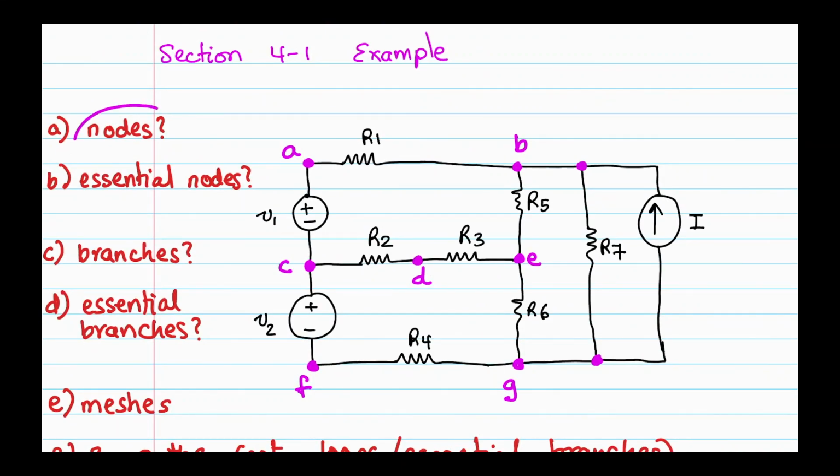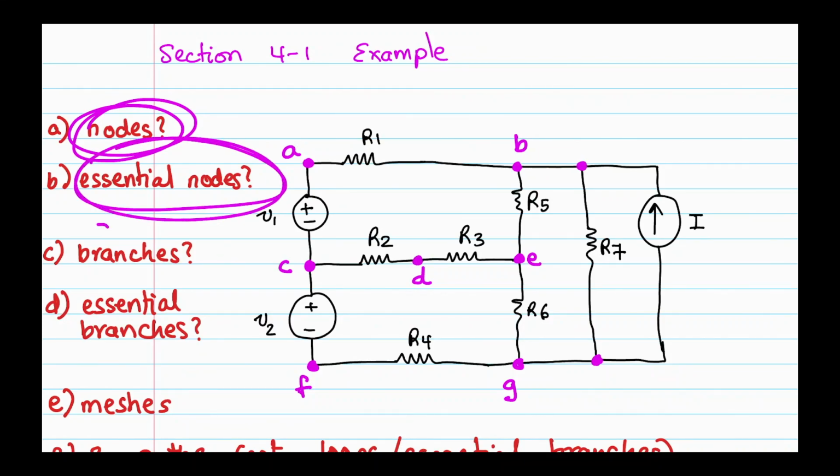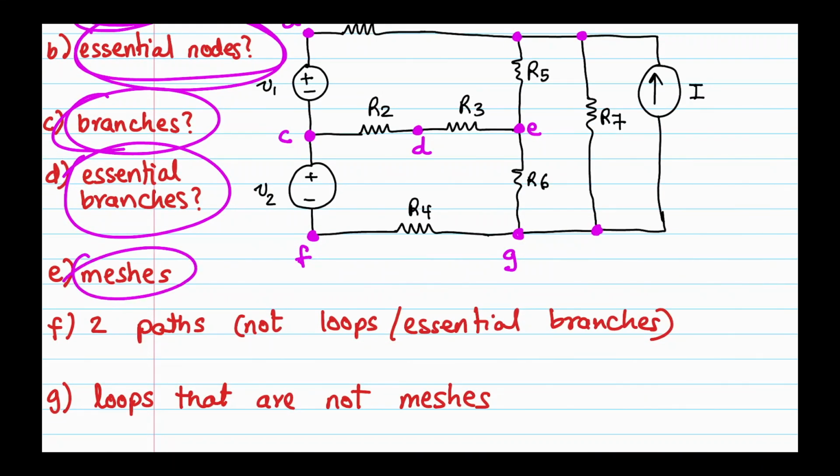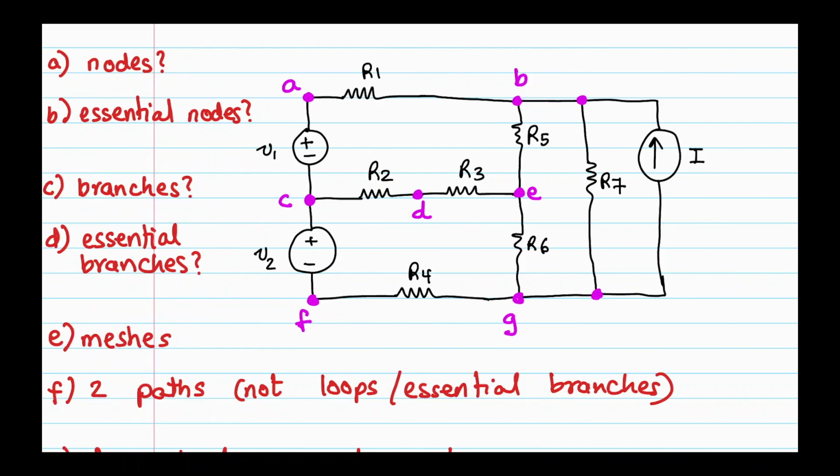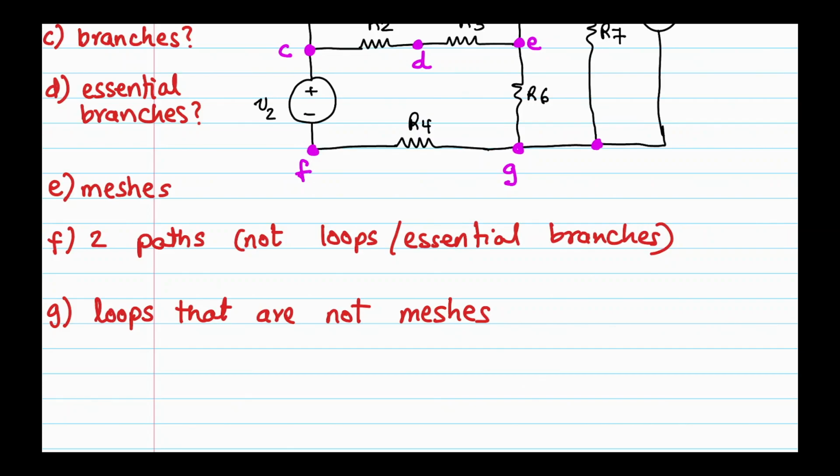Okay, what are all the nodes that are present in this circuit, and what are the essential nodes, the branches, essential branches, the meshes. These are all the circuit terms that we have to identify in the circuit given here. Okay, and then there are some questions. Find two paths that are not loops or essential branches, and of course find two loops that are not meshes.